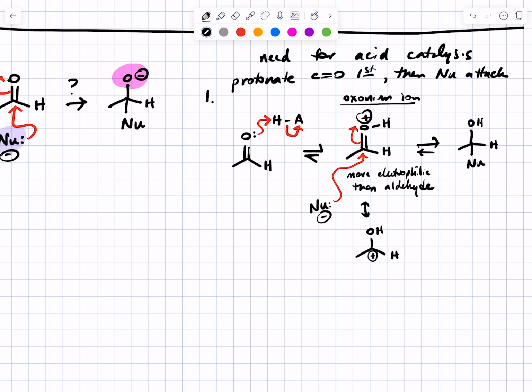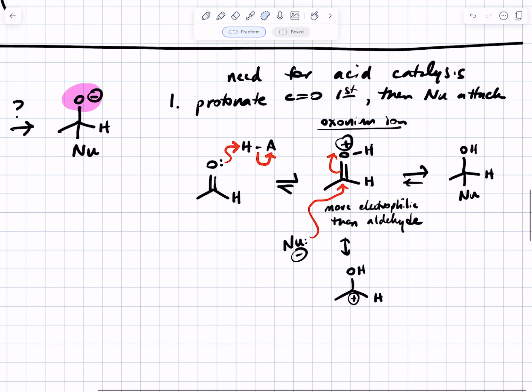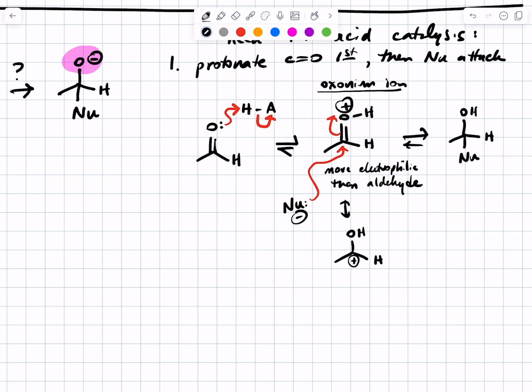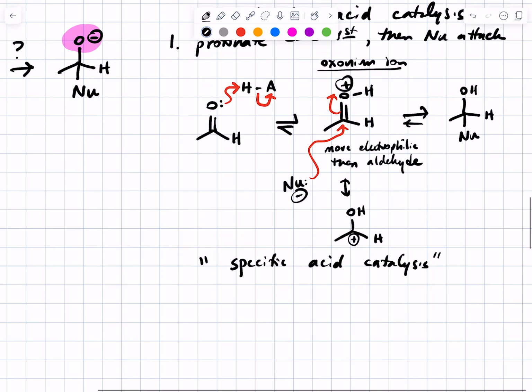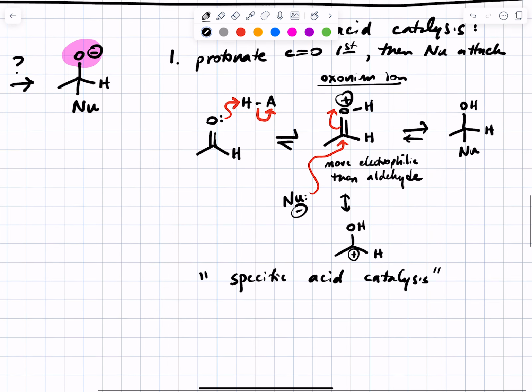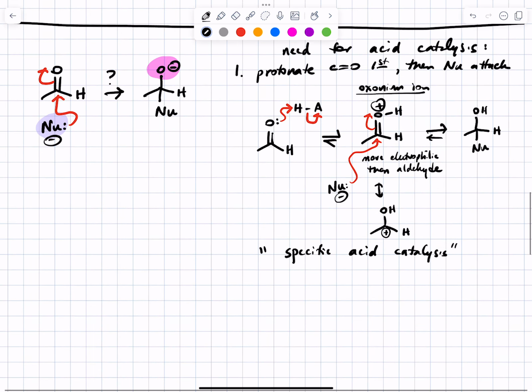And that's one way you can imagine the reaction happening. When acid catalysis does this, when the acid protonates first and then you get nucleophilic attack, that's called specific acid catalysis. We won't encounter that term a lot in this class. You will encounter it in biochemistry, so I wanted you to be exposed to it here. And all it means is you protonate first, and then in a separate, slower step, the nucleophile attacks the carbonyl carbon. Okay? So that's one option for acid catalysis.